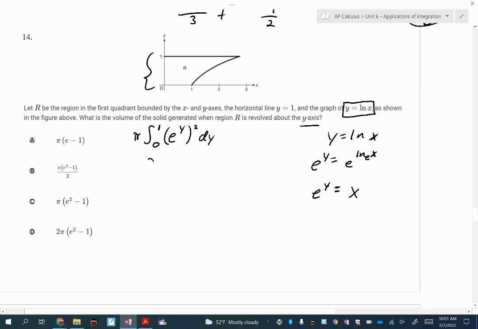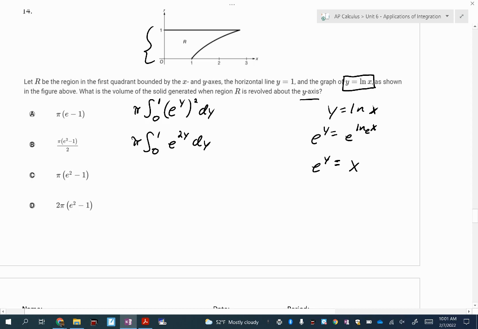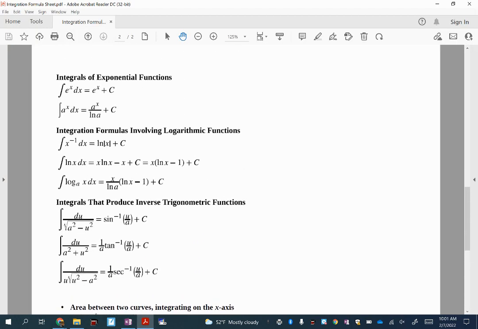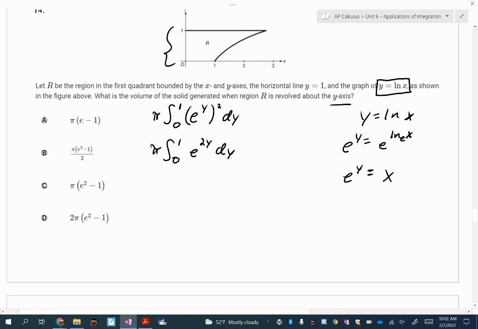That's the integral from 0 to 1 of e to the power of 2y dy, all times pi. Let's find the antiderivative using our integration formula sheet. You'll see up here, the integral of e to the x is just e to the x. Like we've done in the past with other ones where you have powers, you need to make sure you're doing the chain rule here. If I do e to the 2y and take the derivative, I get e to the 2y times 2. I don't want that times 2, so I just throw a half out front. Evaluate this at 0 and 1, and all of that will be multiplied by pi.